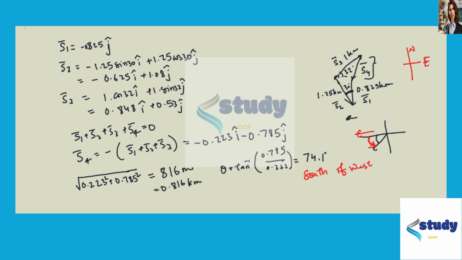Now, as you can see from the diagram, we expect this vector to have a large y component and a small x component, which is satisfied, and we expect both of them to be negative because it is in the third quadrant, which is also here. Hence, this seems reasonable.